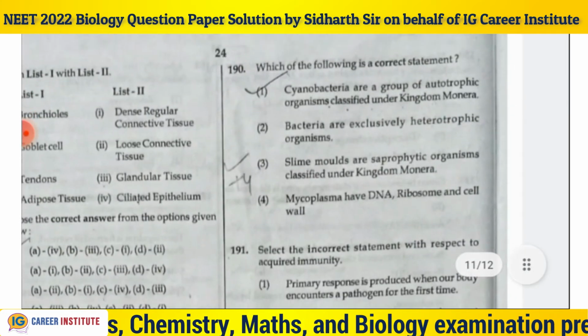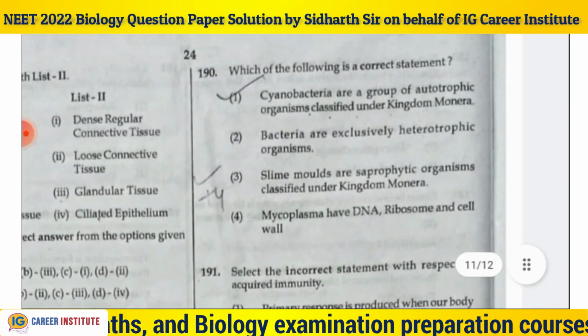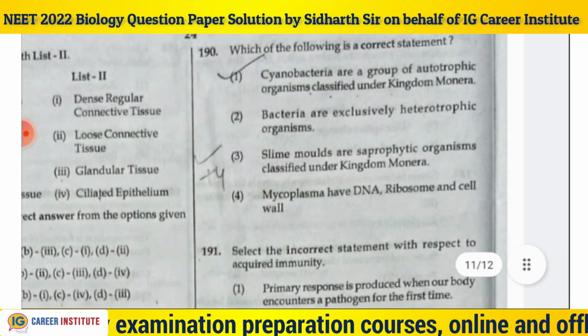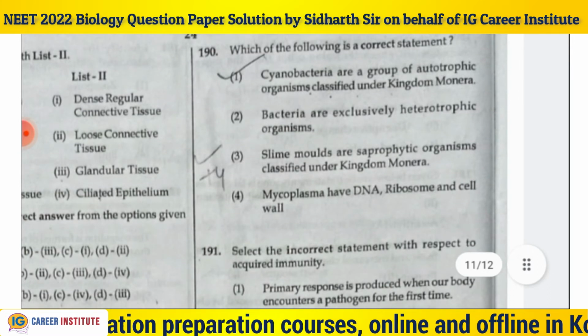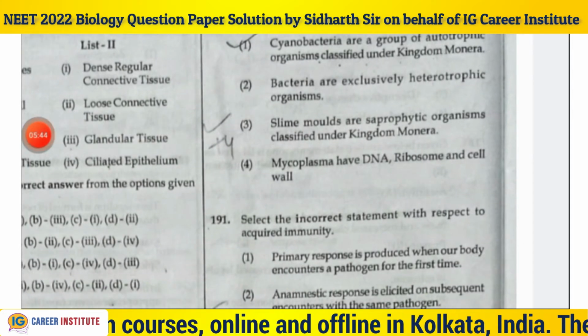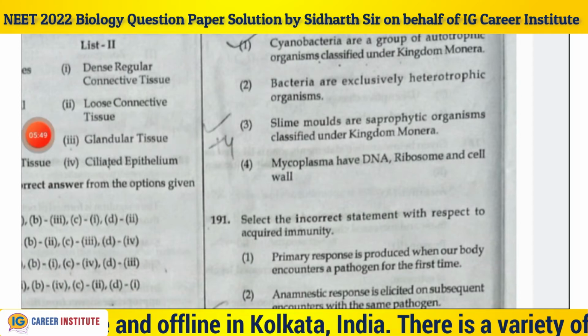Now question 190. Which of the following is a correct statement? Cyanobacteria, group of autotrophic organisms classified under kingdom Monera, directly NCERT. I am not reading other options. 190 is 1. So up to now it's well and good, NCERT based. Let's see the rest 10 questions.